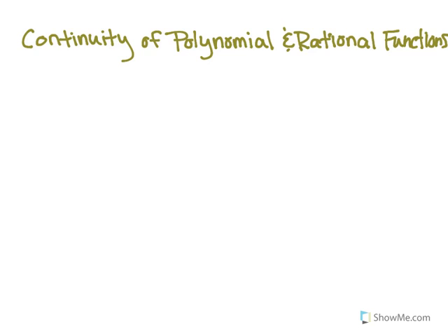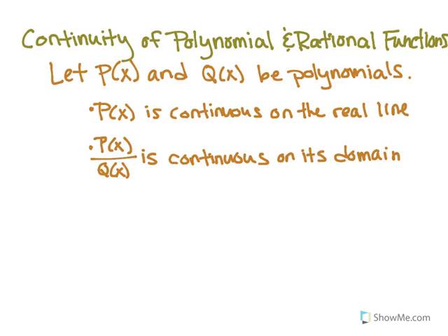Next, we're going to talk about the continuity of polynomial and rational functions. So let's let p of x and q of x be polynomial functions. So p of x is continuous on the real line. That just means not imaginary. So if you have a polynomial function, no matter what it is, it will always be continuous no matter what, which is really nice to know going into your problems.